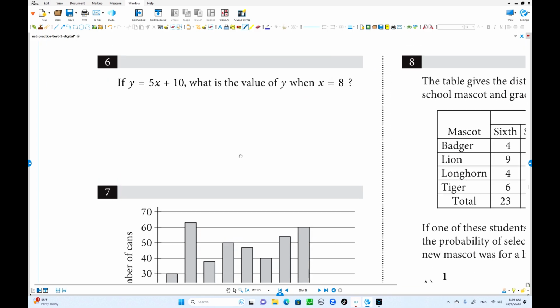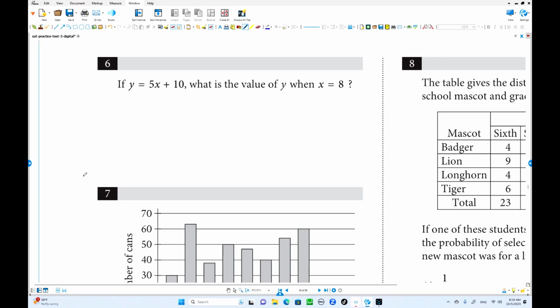This is number 6. Y equals 5x plus 10. When x equals 8, 5 times 8, and what is the value of y? 40 plus 10 equals 50. That is the answer.